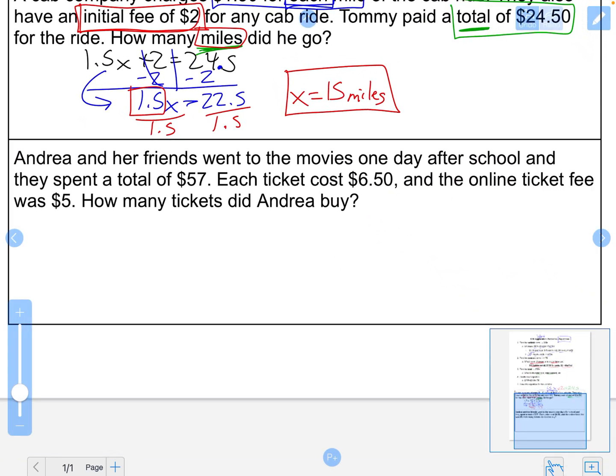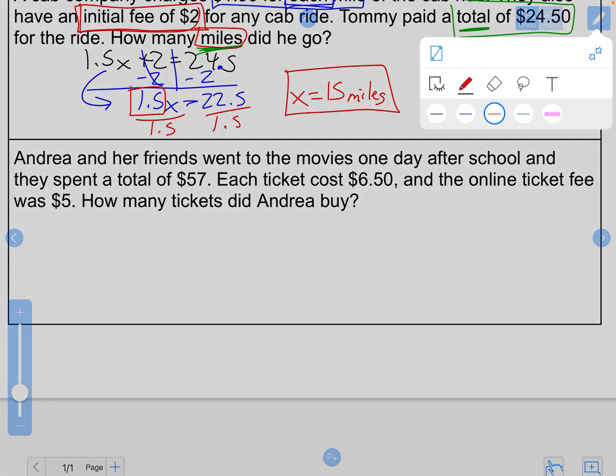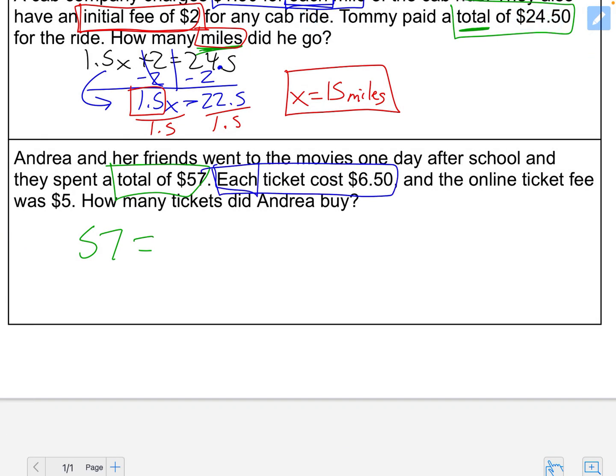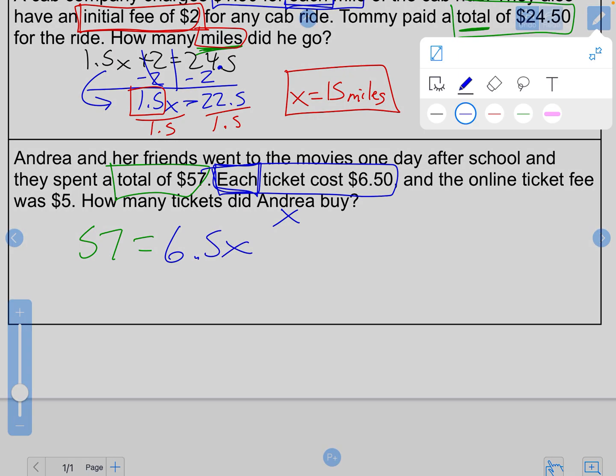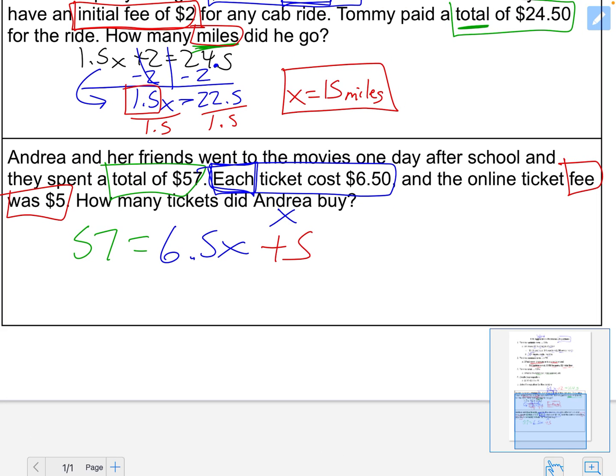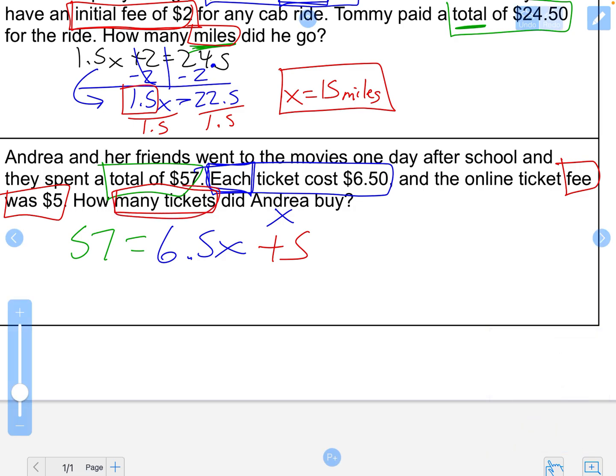All right, so let's look at our next problem. Andrea and her friends went to the movies one day after school, and they spent a total of $57. Okay, so I've got my total, so I've got 57 equals. Each ticket cost $6.50. So I've got my each. Again, each is my magic word, so tickets is going to be my X, so 6.5x. The online ticket fee was $5. So again, we're looking for things like fee, and so I'm going to tack on the plus 5. And then finally, what we want to know is how many tickets did Andrea buy?